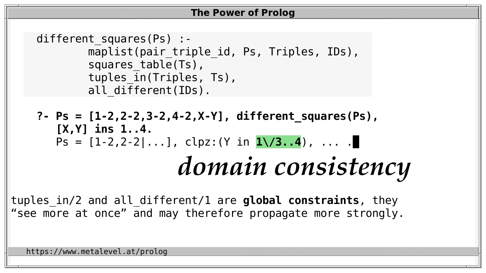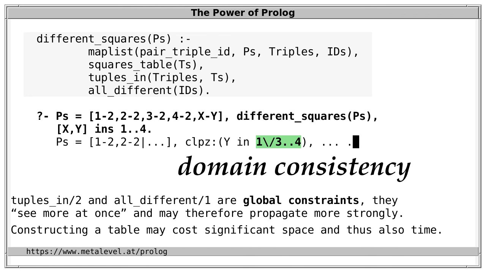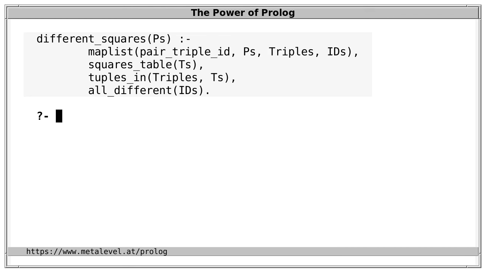In this case, we get quite strong consistency already from the tuples in constraint. This helps to reduce the search space, and that's of course good. On the other hand, constructing a table quickly becomes infeasible when there are more variables or the domains become larger, because all possibilities must be explicitly enumerated as an extensional relation where all tuples are explicitly manifested. And this doesn't scale well, and that's a price we pay for this constraint. Now, let's try to find a tour with this formulation.